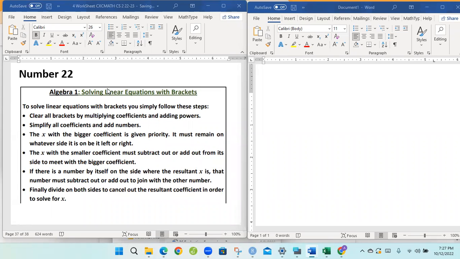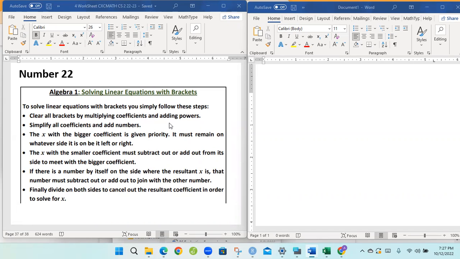Solving linear equations with brackets. To solve linear equations with brackets, you simply follow these steps. You have to clear all brackets by multiplying coefficients and adding powers, adding the powers of the same letters.